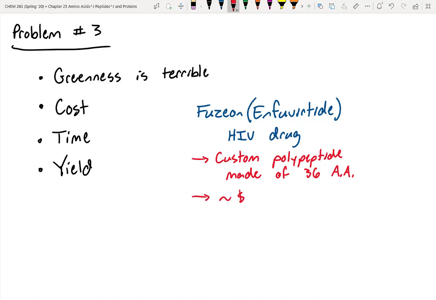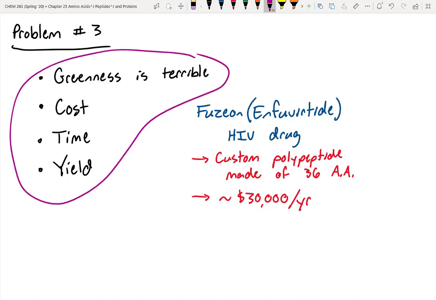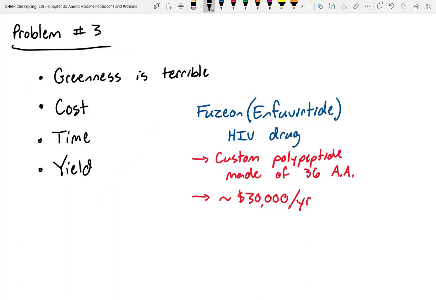It costs about $30,000 per year. And the reason it costs so much to make has to do with all of these things that I talked about over here. If you want to make this drug, it's going to cost a lot. It's going to take a lot of time. You're not going to have very good yields. And you have to take this drug multiple times, I think a day, or maybe it's once a day. It's an injection. But your liver clears it out pretty quickly because your body typically isn't very happy with these custom peptides in there.